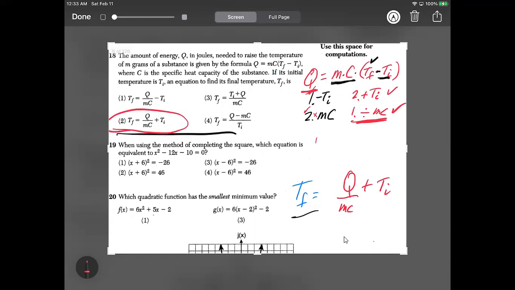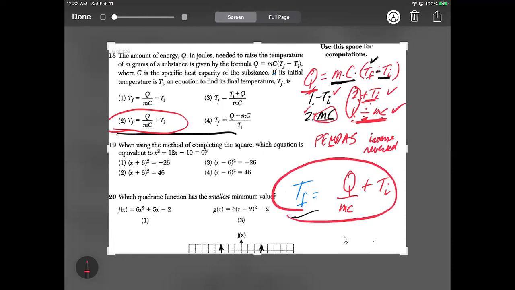So using PEMDAS, we did this first because that's inside the parentheses. Then we did the multiplication of these two next because of multiplication. And then we just did the inverse. So we did adding T sub I and dividing by MC. And we also reversed the order. So we did the inverse and then we reversed. And we were able to come up with the equation.